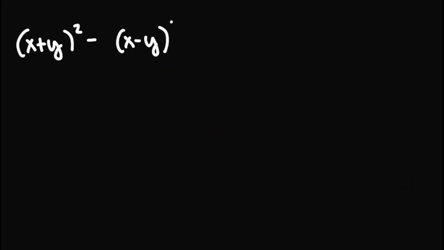Let's have one last example. If we have x plus y squared minus x minus y squared. Now observe that one method that we can do is we can simplify this one by applying the square root of a binomial first. But actually, we can apply the difference of two squares in this one.